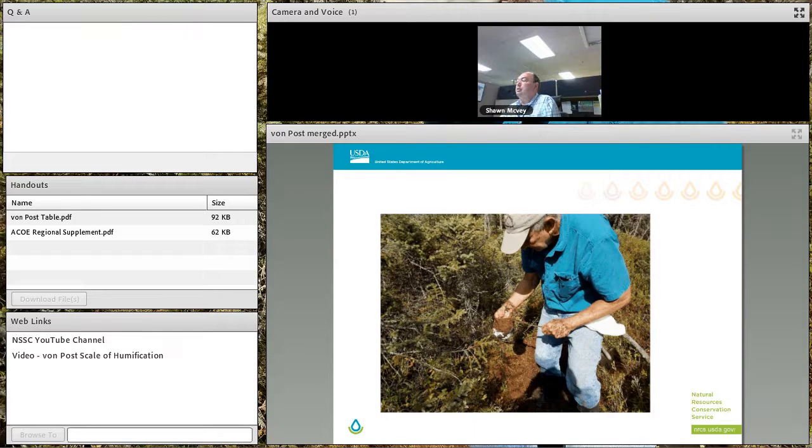We do have one question that's come in from DP. When using the Von Post method in soils with no pore water, should the soil scientist wet the sample to saturated condition? We often see a drop in water table during the summer in the upper part of our histosols. So Mike, do you want to address that one?